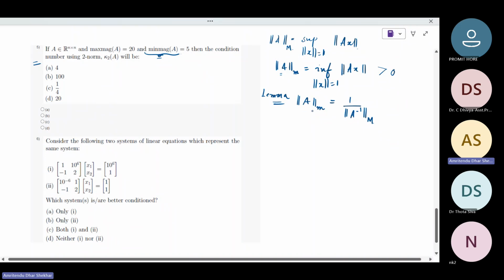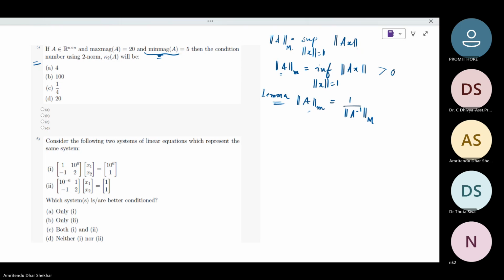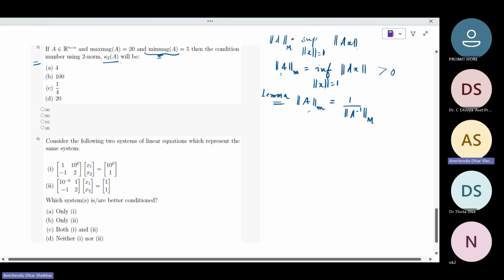So this min magnitude is equal to 1 upon the sup norm, or the operator norm, of the inverse matrix. Okay, so once this relation is clear, then you know how to compute k to a.